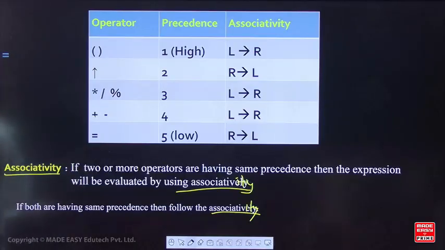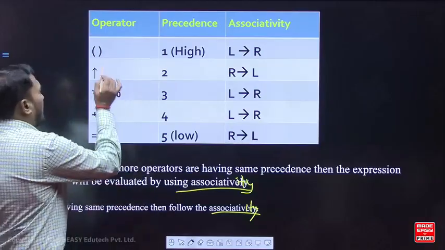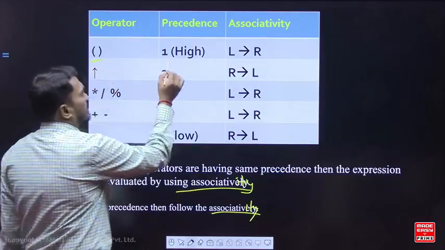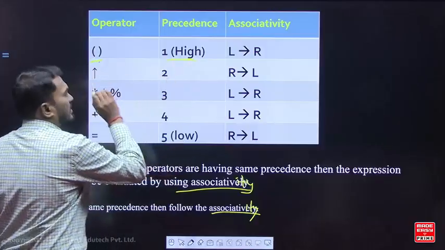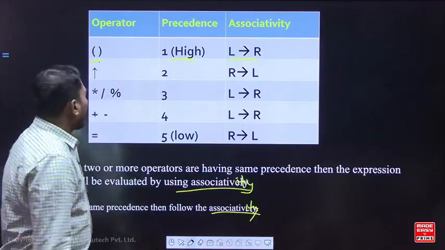Okay, Sai Tejas, you just joined. So I'm just repeating. Look here, this is the operator precedence table. Simple. Bracket is having high precedence. Associativity is left to right.